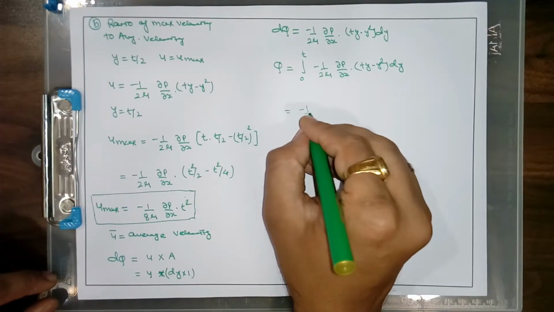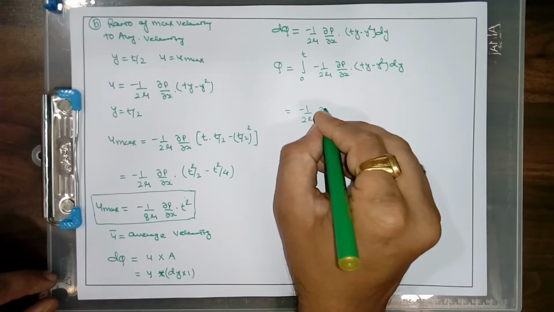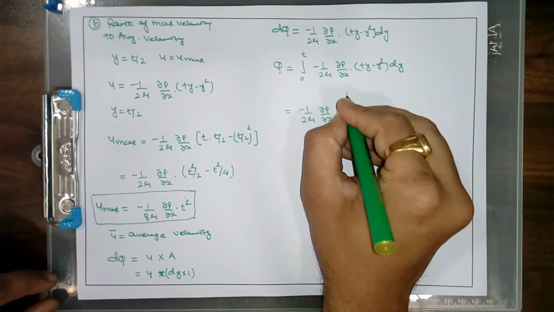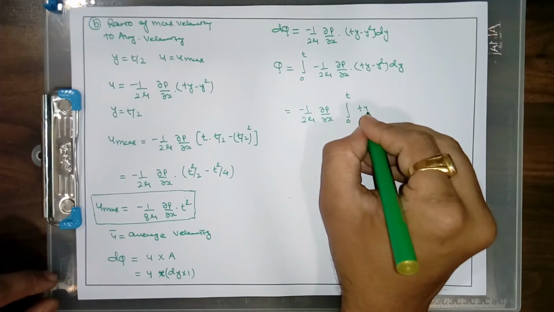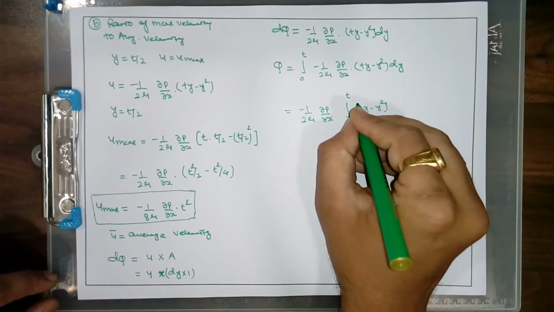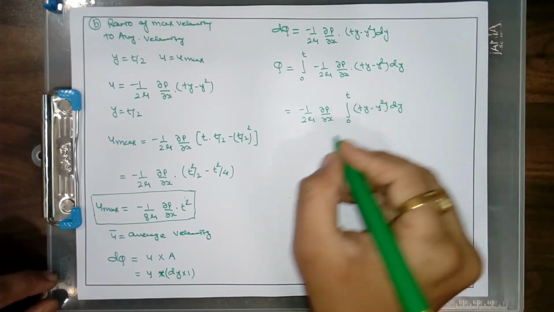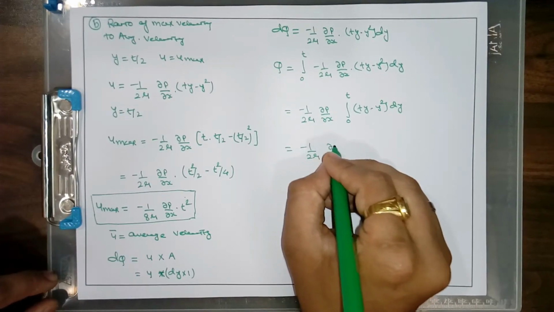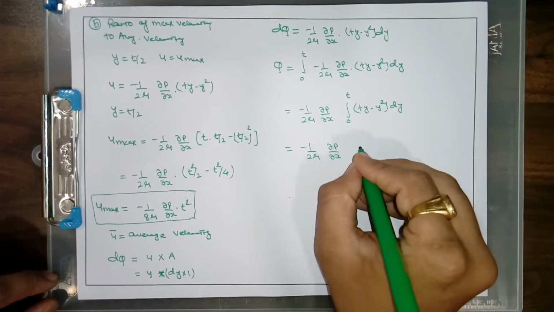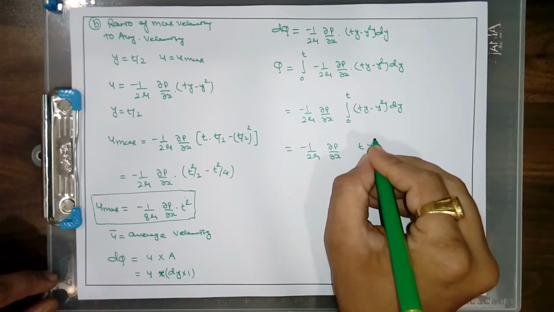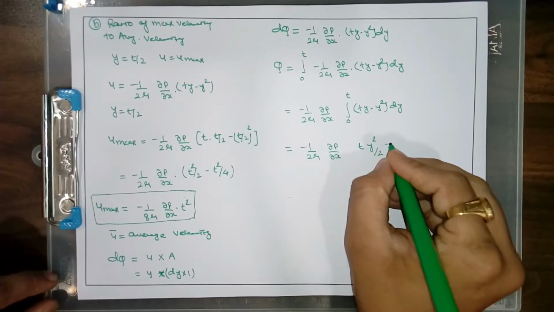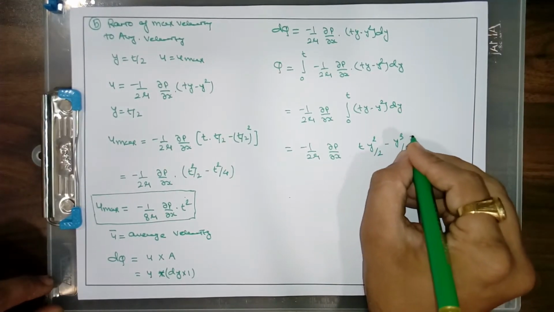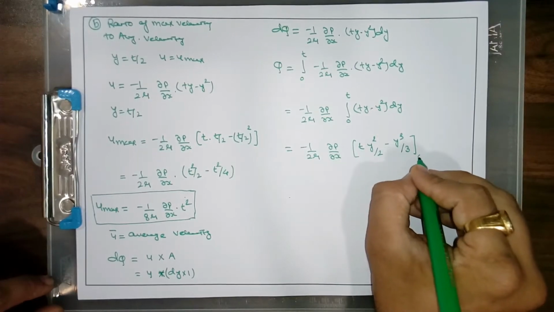Now we know that -1/(2μ) ∂p/∂x is constant, so it comes out of the integration. In the integration we get (ty − y²) dy. So we know that the integration of y becomes y²/2, so t is constant, y²/2, and for y² it becomes y³/3, and here the limit is 0 to t.